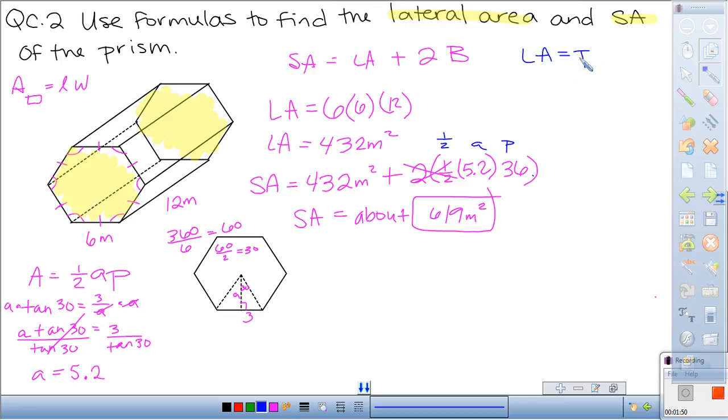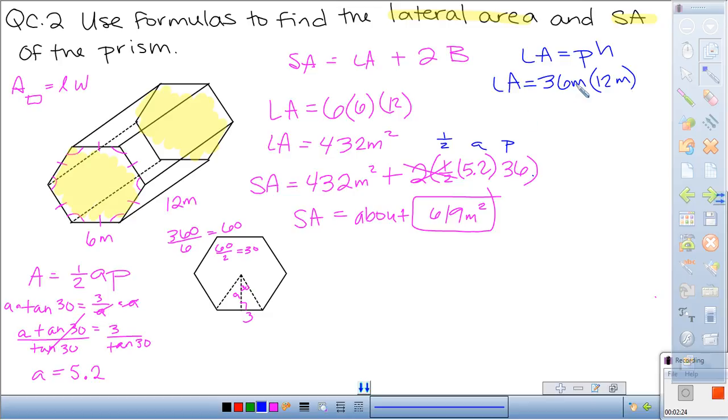Lateral area equals perimeter of the base times the height. In this case, your bases are these regular hexagons. So if you're going to find the perimeter of a regular polygon, all you need to do is take the number of sides, 6, times the length of each side, 6. 6 times 6 is 36. So the perimeter of the base is 36 meters times the height of the prism, which is the altitude here, or the edge of your lateral faces, and they're all 12, so the height is 12 meters.